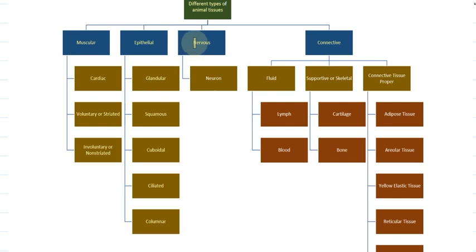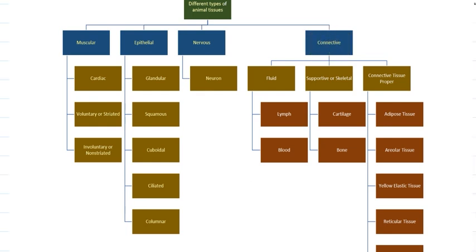Then we would move on to the nervous tissues. So this nervous tissue is made of elongated cells called neurons. So what are neurons? They are elongated cells that make up the nervous tissue. These neurons have the ability to transmit information through electrical and chemical signals.